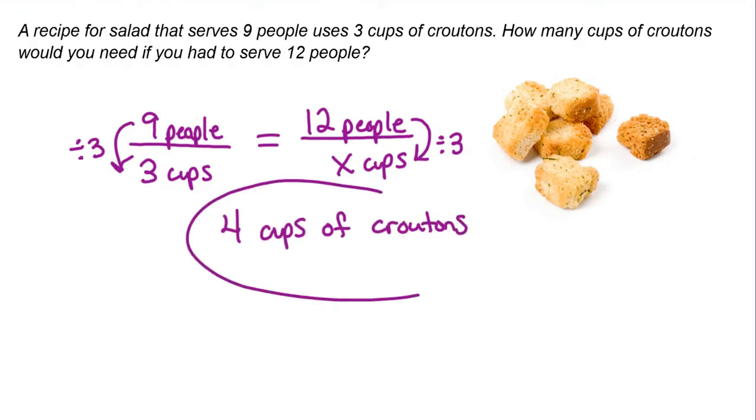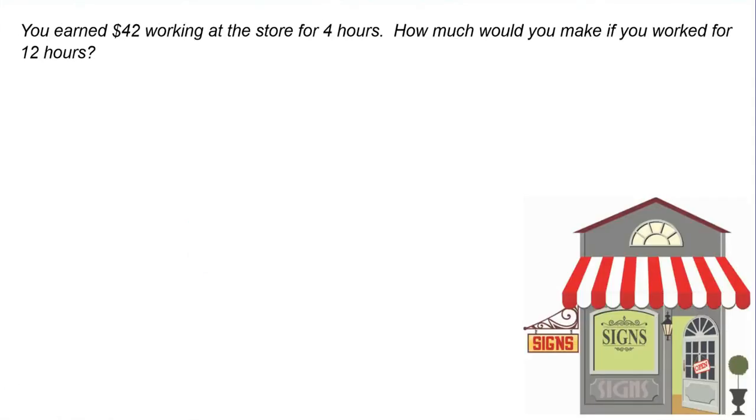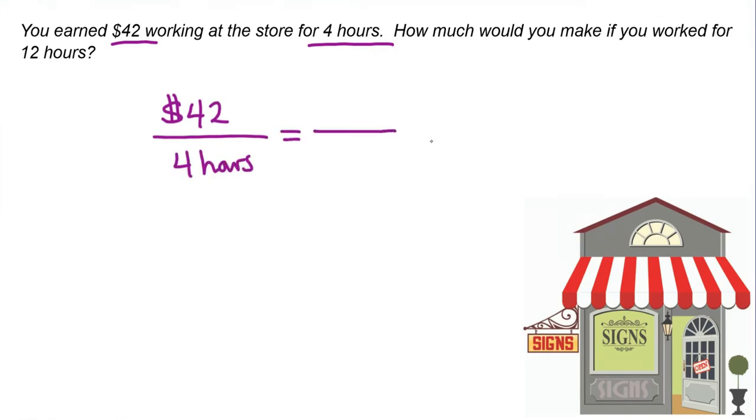for 12 people. Solved. And then lastly, you earned $42 working at a store for 4 hours. How much would you make if you worked for 12 hours? Again, we're making a comparison of $42 and 4 hours. That's the rate I'm going to write: $42 every 4 hours. And we know that has to be equal to how many dollars, I don't know, for 12 hours. Dollars on top, hours on bottom.